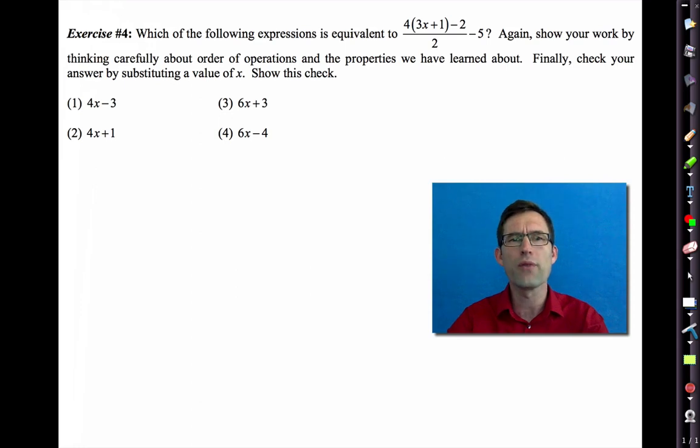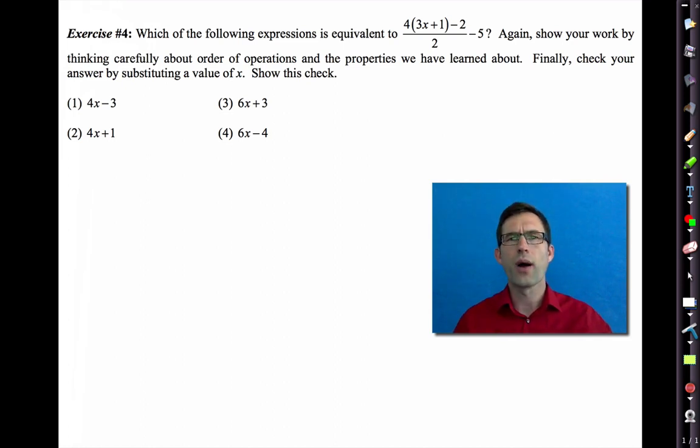Really think about order of operations, think about the distributive, associative, and commutative properties, and see if you can figure out which of those 4 choices is the same as the one sitting up there above. Okay? All right, let's go through it.